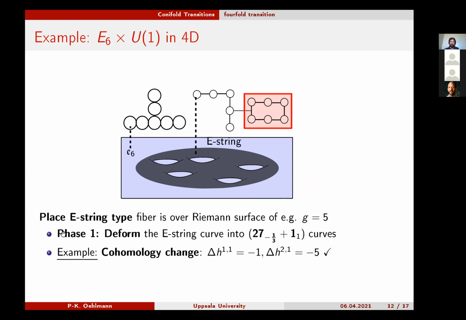So now we take our first phase. And the first phase is, again, to deform this E string curve. And the deformation is precisely the same as before. We will deform it into a 27 curve and a singlet curve. Remember that these are now curves because we're now in a fourfold. You can, of course, compute the cohomology change, and the cohomology change is exactly as expected. You will lose one scalar modulus from the non-flat surface, and the associated H21 forms, because the non-flat surface is not over this genus 5 surface anymore.